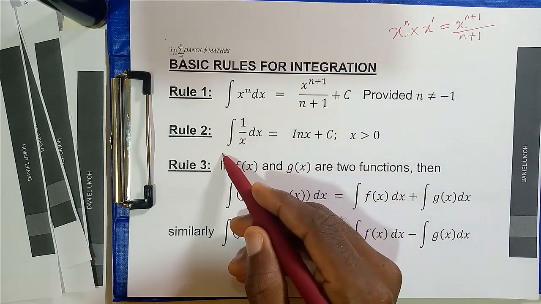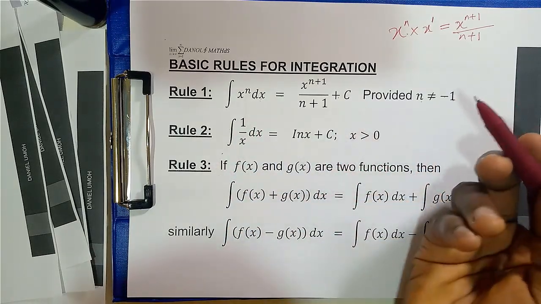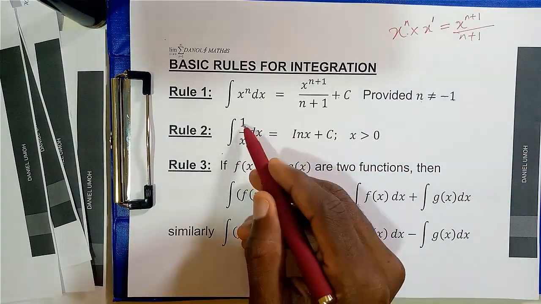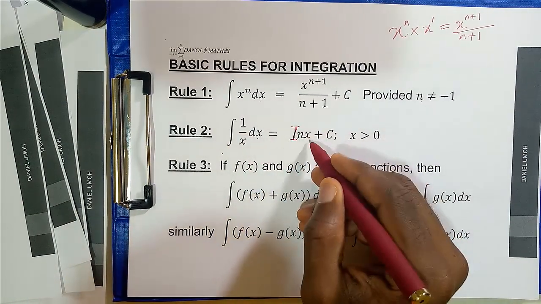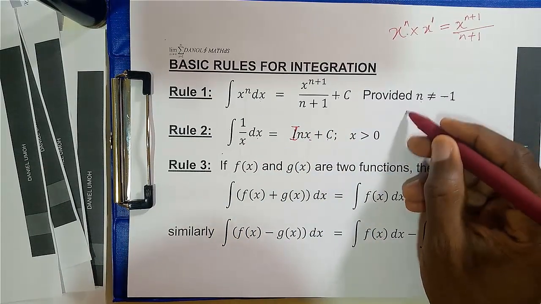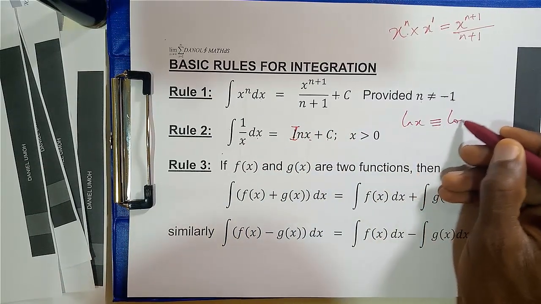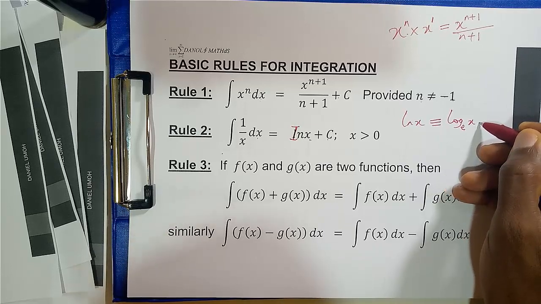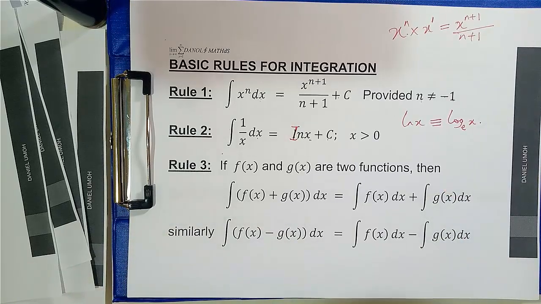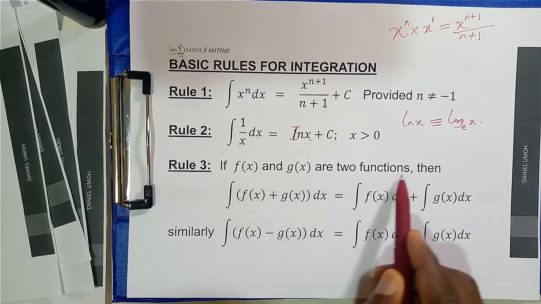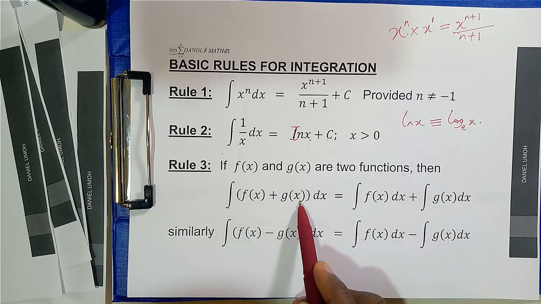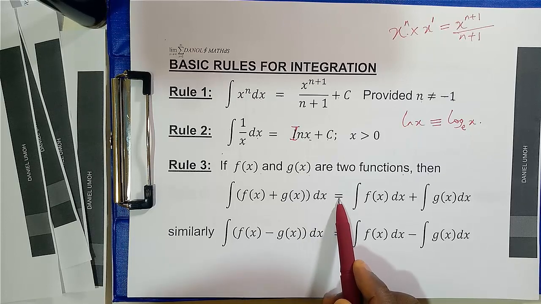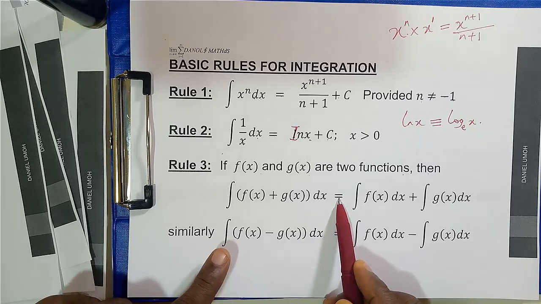The second rule is the one we also explained, that the integral of 1 over x dx is equal to what? Ln x plus c. And remember that ln x means what? Log to base e of x. Now, let's look at rule 3. Rule 3 states that if f of x and g of x are two functions, then the integral of f of x plus g of x dx is equal to, now you integrate them term by term.